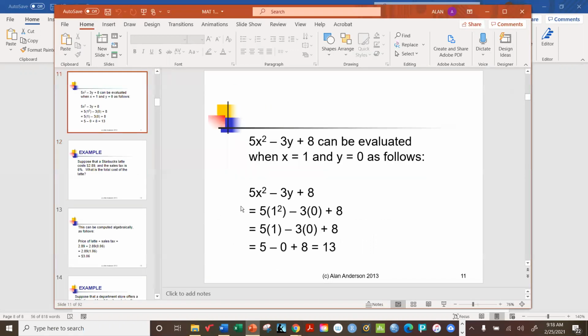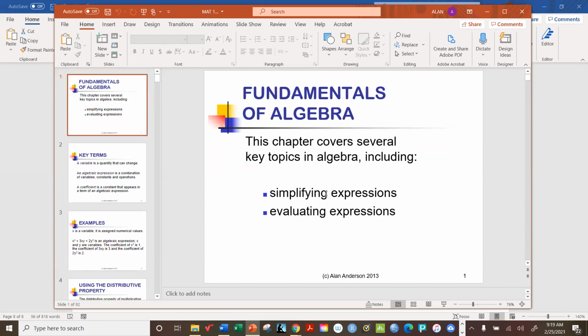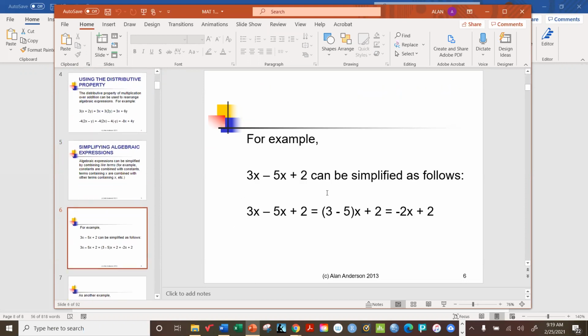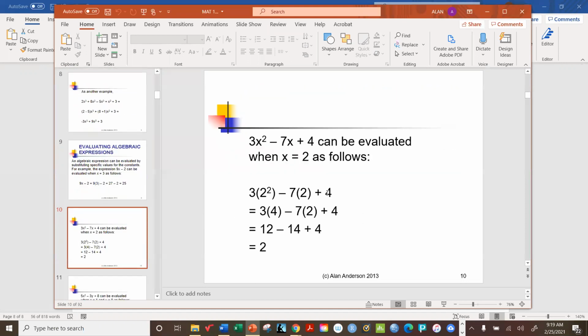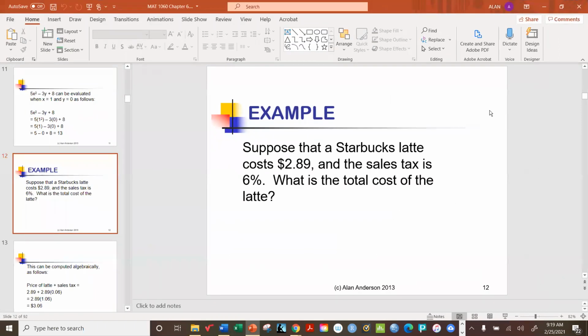Here it is. Now, we'd started to look at evaluating expressions, and I think we stopped right here with this example. So imagine you are going to a Starbucks.